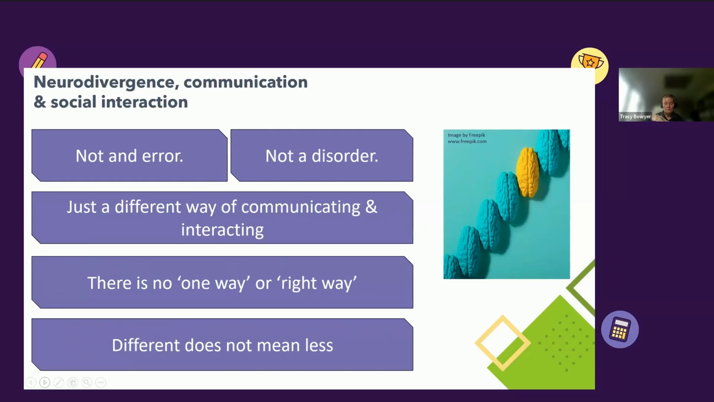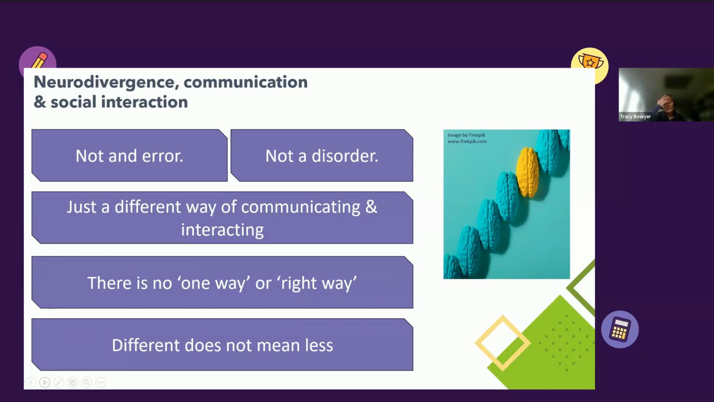Some of our young people might also be really fast paced, frequently moving on to other things. Again, that's not necessarily the wrong way to communicate, just different. So we need to really move away from the idea that there's one right, or one normal, way to communicate or interact socially.